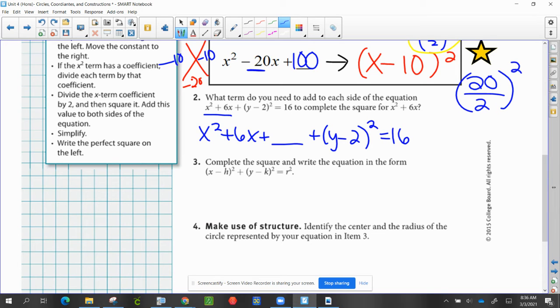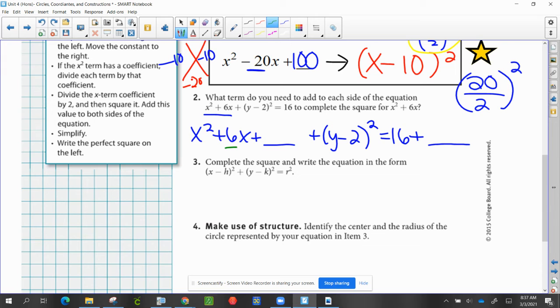Now here's the part where you have to remember to do a little extra something. We have to keep this equation balanced, so I can't just add in a number without balancing it on the other side. Whatever I add to the left side, we add the same exact thing to the right side. So now let's complete the square.